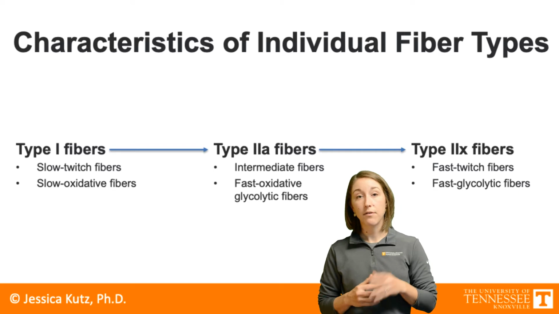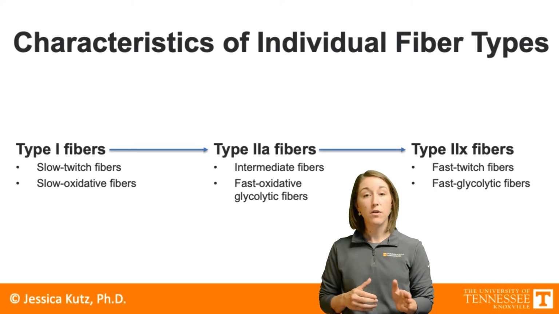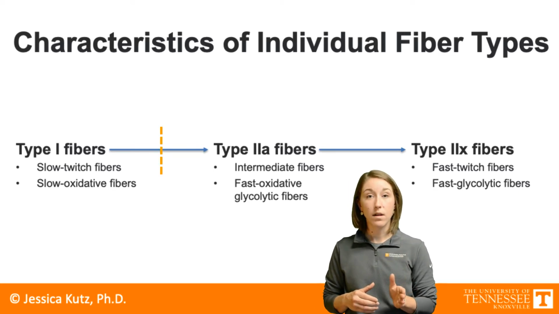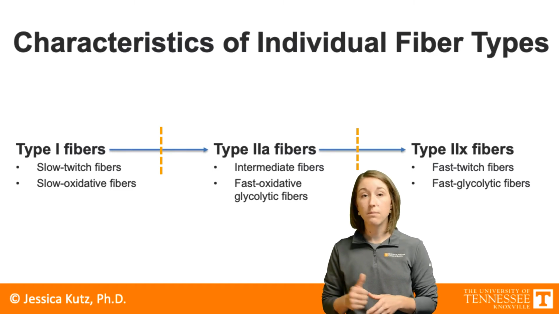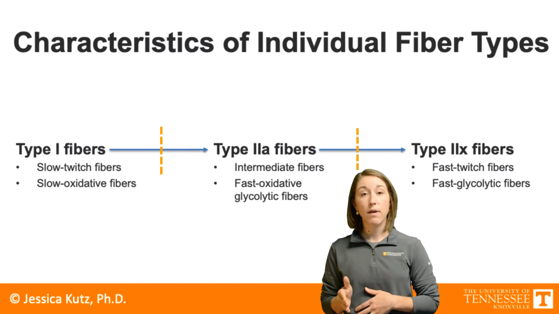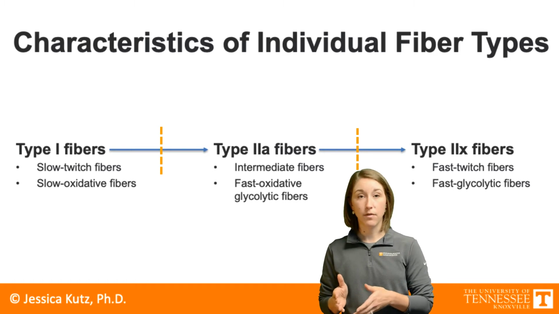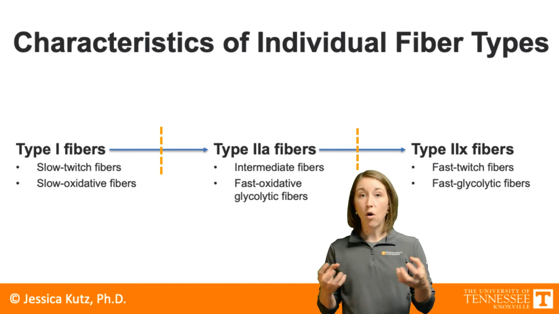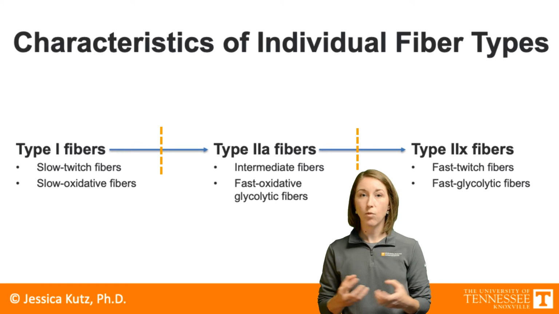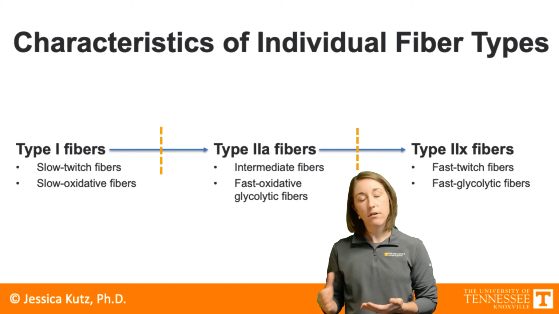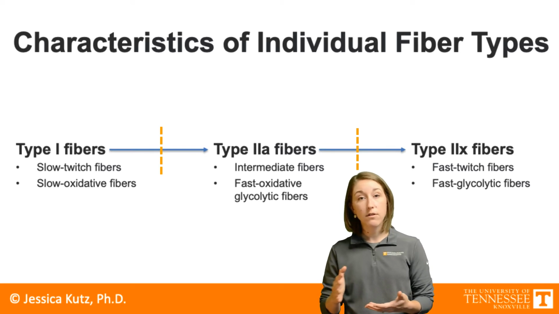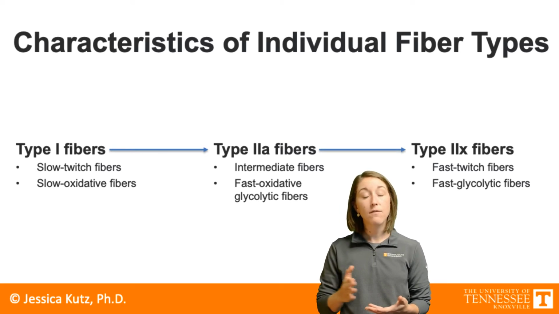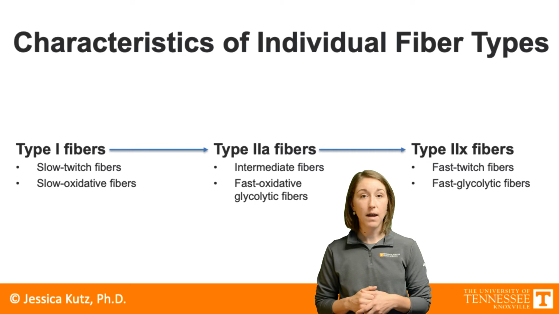So you could have a fiber that very much falls in between a type 1 and a type 2A fiber, or that falls very much in between a type 2A fiber and a type 2X fiber. So it's not like they all perfectly behave the same within one category. They very much exist on a spectrum, and based on training, you can have very small shifts in the behavioral properties of a given fiber type.